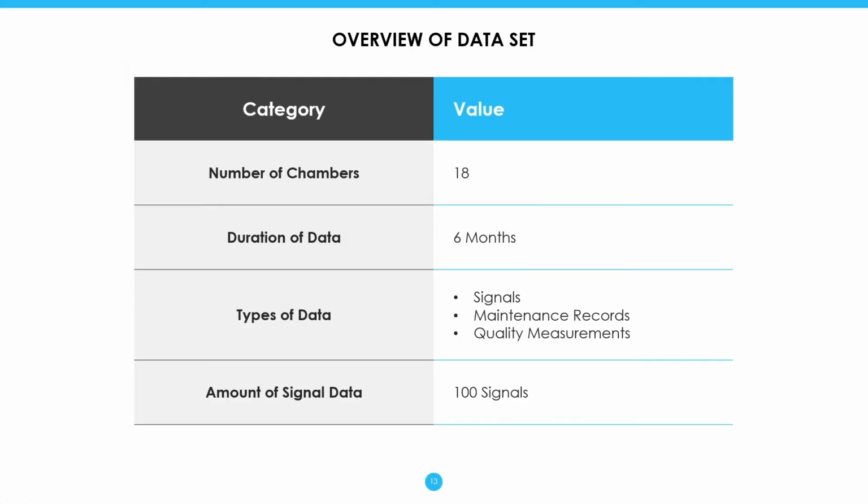About the data set, we analyzed data coming in from 18 chambers, and the data was collected over a span of 6 months. So we had sufficient data for both baseline training as well as for testing purposes. The data included trace or sensor signals and output-related measurements, such as maintenance records, which included both preventive maintenance and unplanned events, as well as quality or metrology measurements. The sensor data consisted of approximately 100 signals. So it was a data-rich environment.